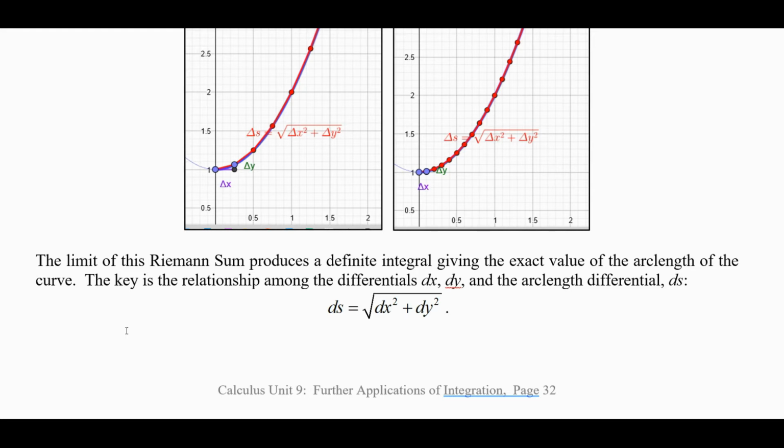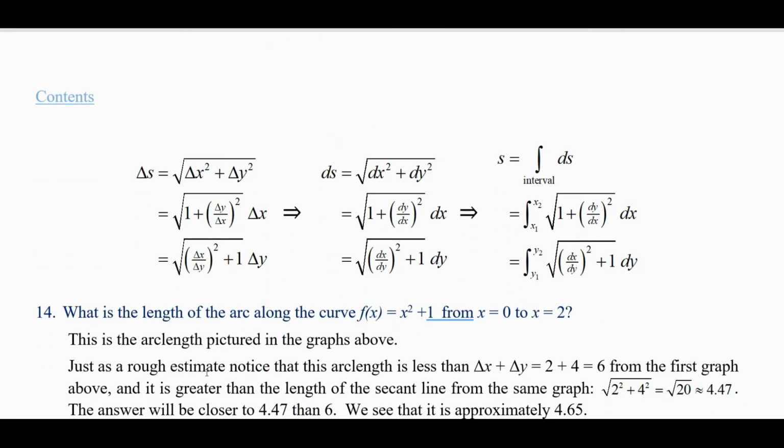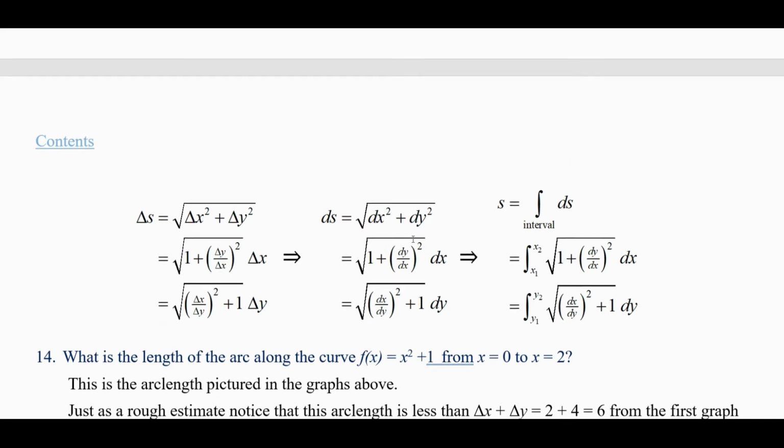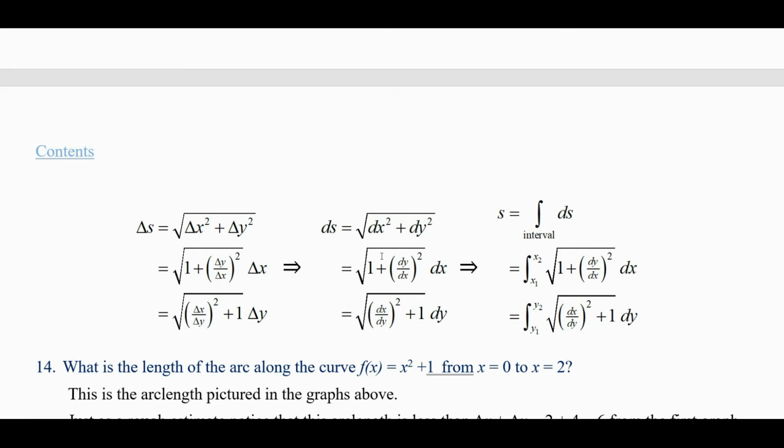The key is this relationship among the differentials dx, dy, and the arc length differential ds. ds is the square root of dx squared plus dy squared. And so what we did have here as a relationship among the sides, delta s is the square root of delta x squared plus delta y squared. And this is how we wrote it with the delta x out here or delta y out here. When we take the limits, all the delta x's become dx's, all the delta y's become dy's, and the delta s becomes a ds. And so this gives us this basic setup.